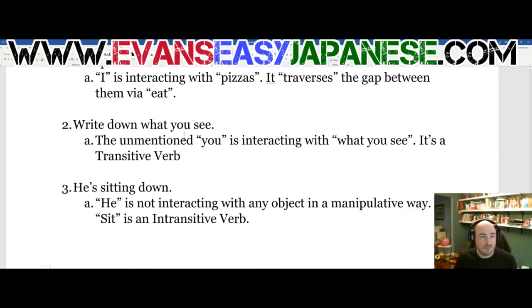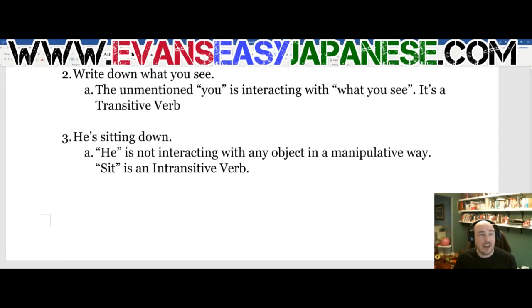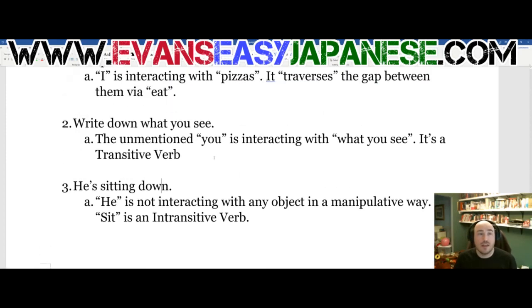Transitive verb. All right, he is sitting down. He is sitting down. All right, he is not interacting with any object. Right? He's sitting down. It's not like he sits down the chair. That'd be weird. But you could sit someone down, right? If I say sit him down, that would be transitive. But this, he is sitting down, intransitive. There's no object being acted upon.